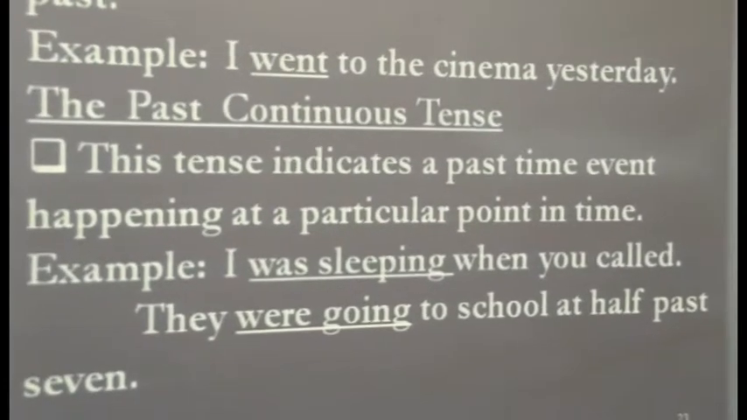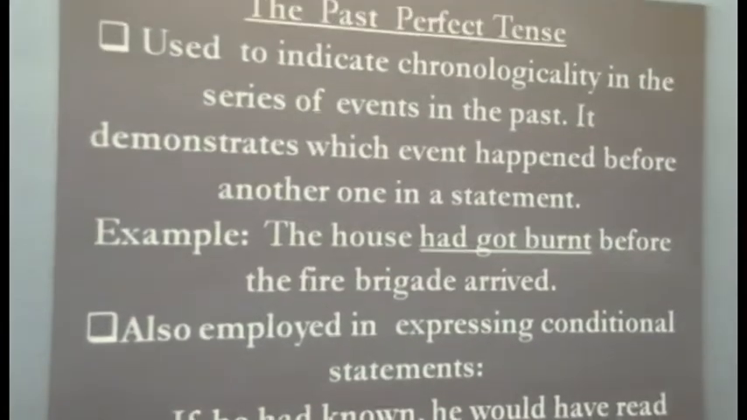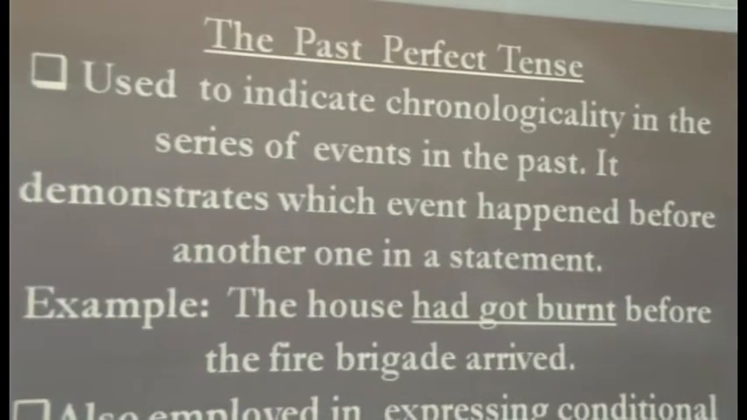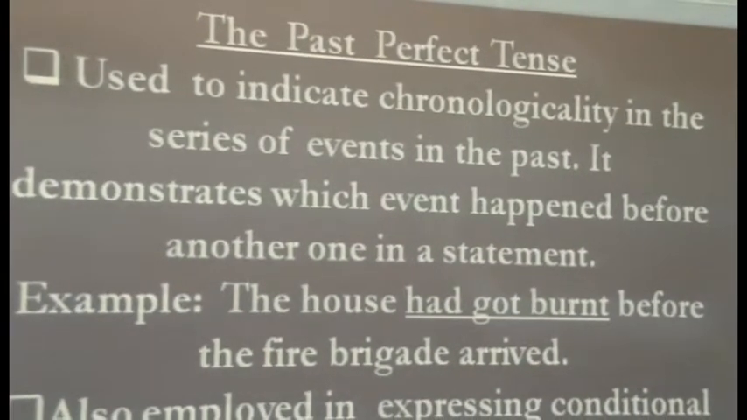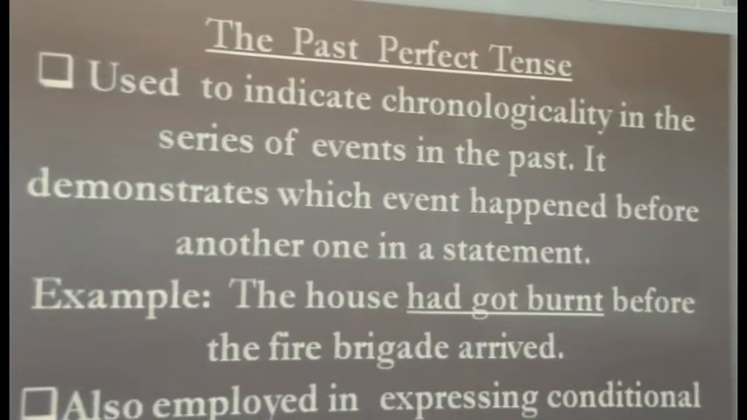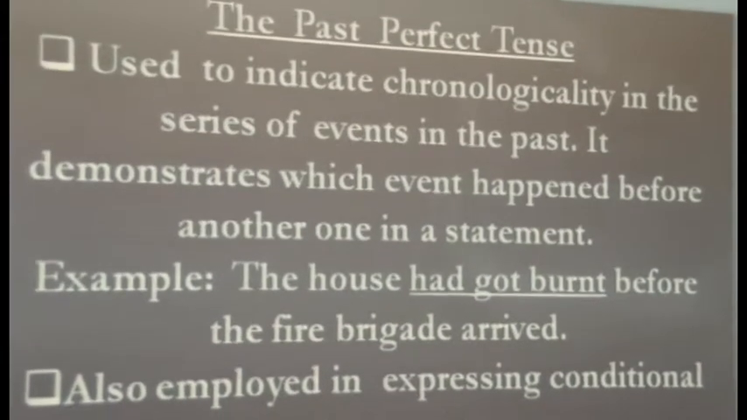The past perfect tense. This is used to indicate chronologicality in a series of events in the past. That is, it demonstrates which event happened before another one in a statement. For example, the house had got burned before the fire brigade arrived. The Christmas carol had started before the clergy came.